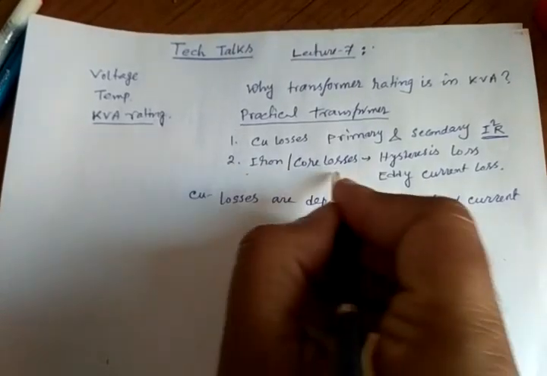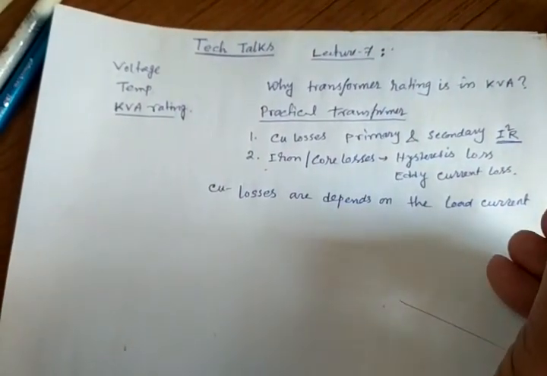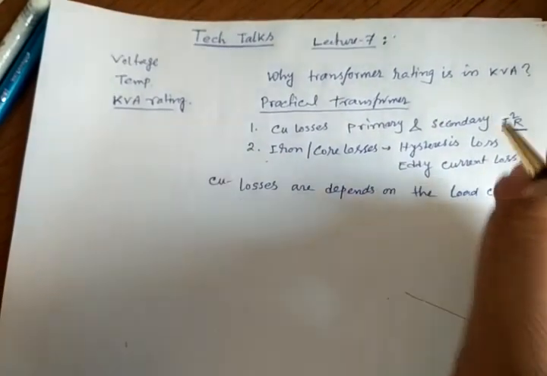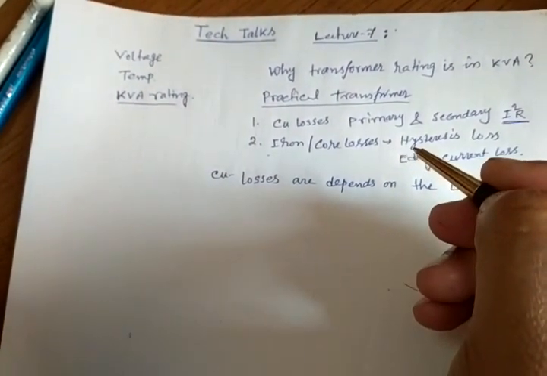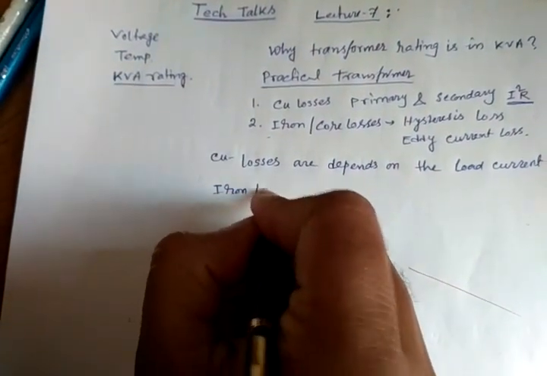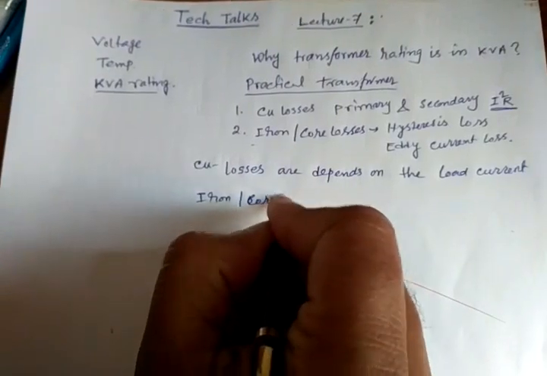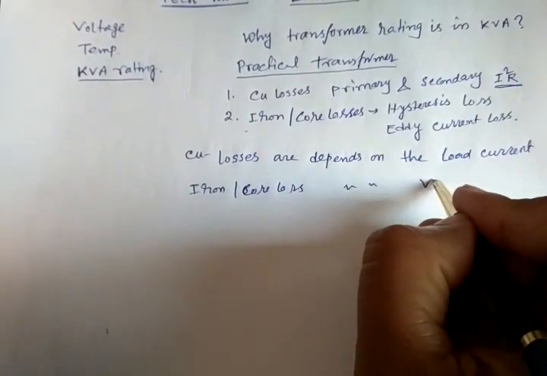Similarly, the iron or core losses depend on the maximum flux density Bm. That again depends on the primary voltage or supply voltage. So in other words, we can write that iron or core loss depends on the voltage.